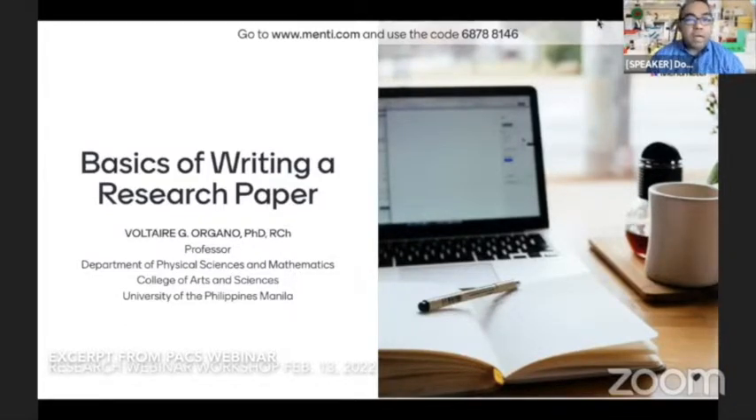Either you are currently working on your thesis, or perhaps later on you are going to write your thesis manuscript or research proposal, or you are already done with your thesis, you have some data, and you want to write a paper, an article, so that it can be published later on.